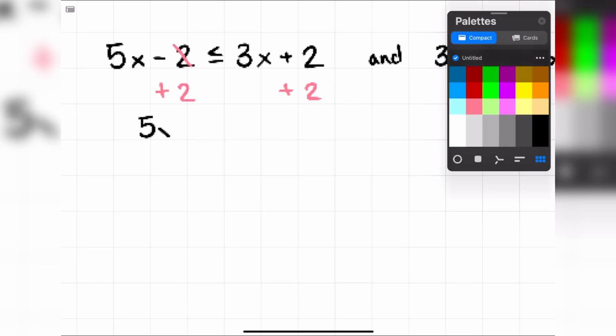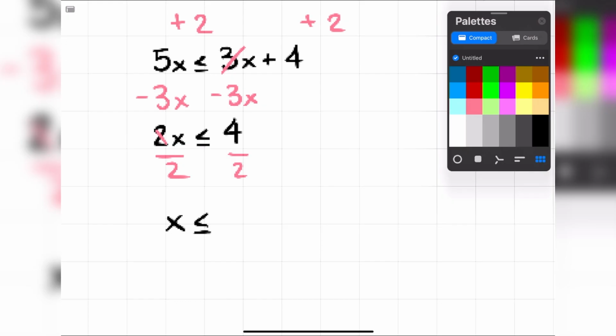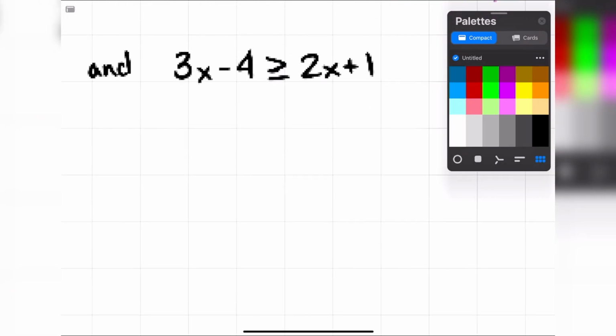And now we have 5x less than or equal to 3x plus 4, to which we can subtract the 3x from both sides here, which will cancel this out. And now we have 2x less than or equal to 4. Now we can divide by 2, which cancels this 2 out, and now we have x less than or equal to 2.